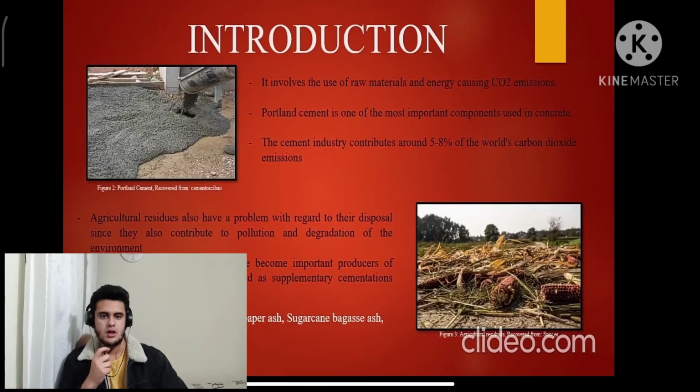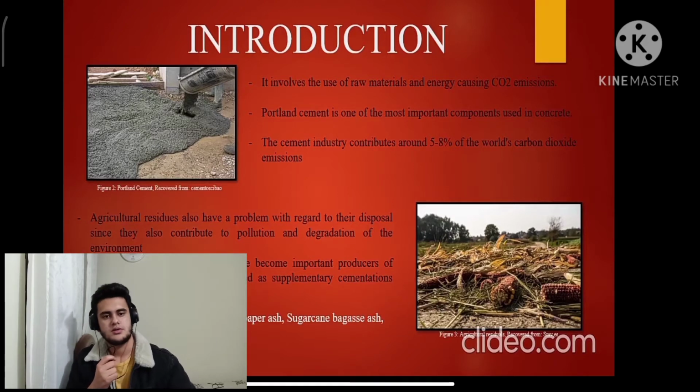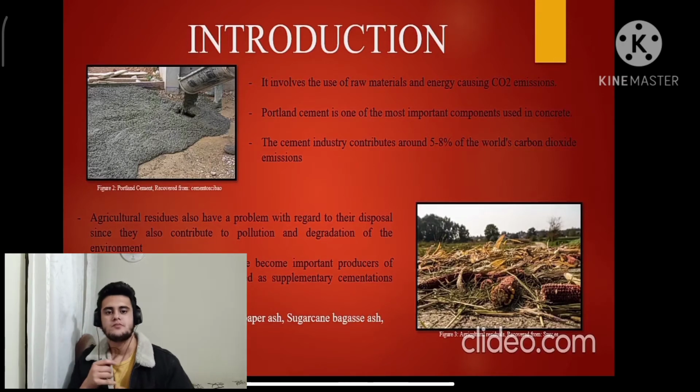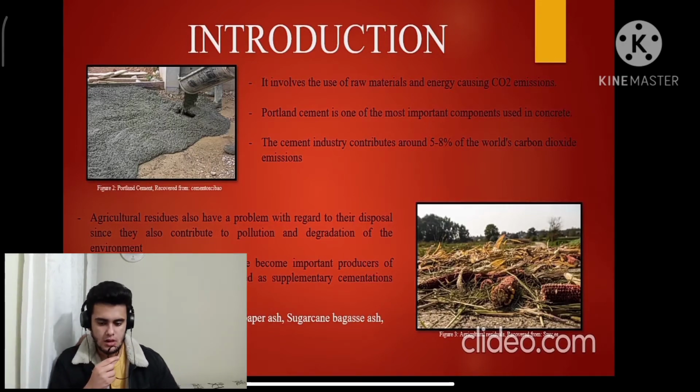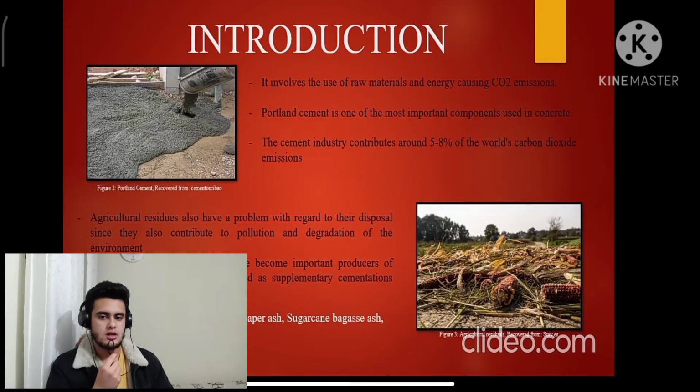In the introduction, he defined concrete as one of the most used materials worldwide, but one that consumes raw materials and energy that cause CO2 emissions. The cement industry contributes 5 to 8% of emissions worldwide. Therefore, the researchers seek strategies to reduce these emissions and create new materials that are friendly to the planet.